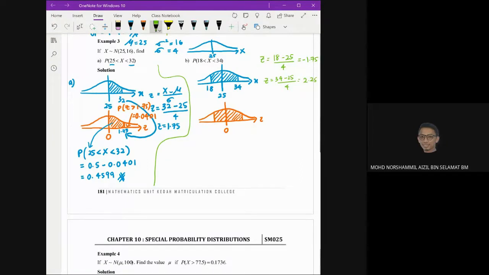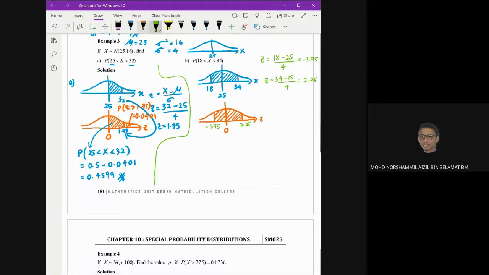2.25. Okay, so what does it mean? The green color calculation we get for this part, guys: minus 1.75 here, from 18 changed to minus 1.75, and from 34 just now changed to 2.25. Now we can read the table.